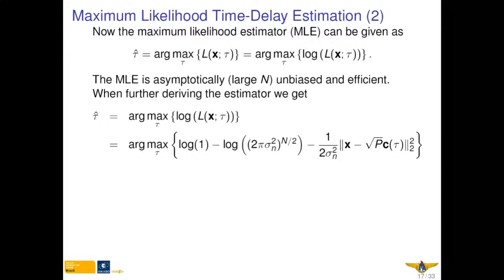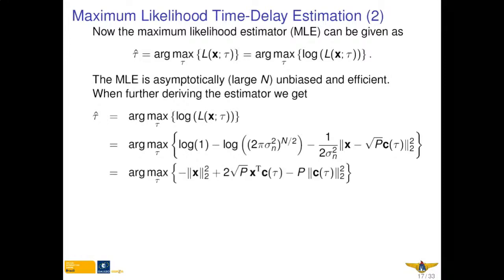The first term here is not dependent on tau, so we can neglect this, and we can also get rid of this term here, because it's also not dependent on tau. We're trying to maximize the function only with respect to tau. So now let's concentrate only on the third term here, which is the L2 norm of the vector.